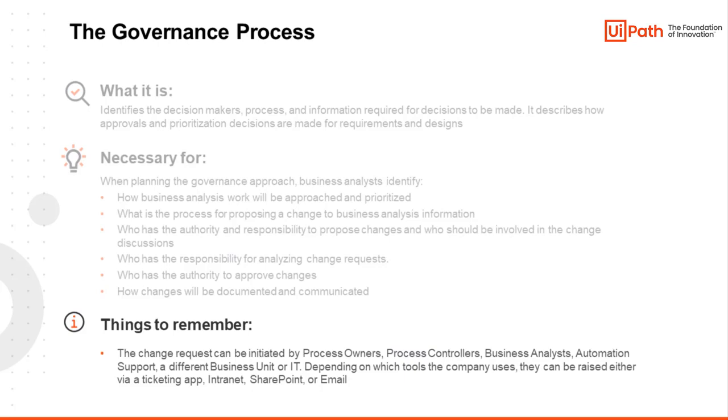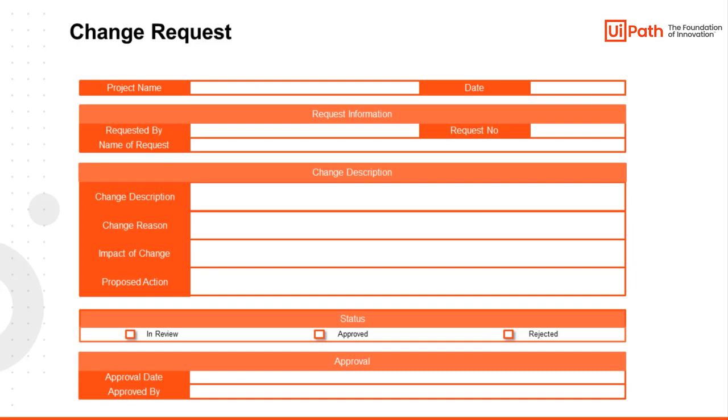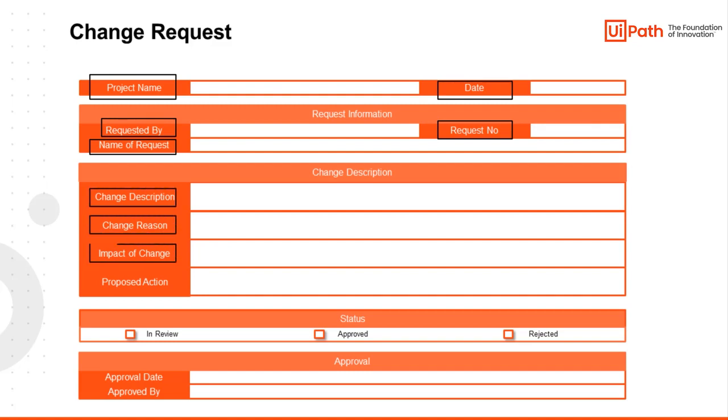The first step is to generate the change request. Normally, this can be initiated by process owners, process controllers, business analysts, automation support, a different business unit, or IT. Depending on which tools the company uses, they can be raised either via a ticketing app, intranet, SharePoint, or email. Regardless of the tool or system used, a change request should contain the following fields: project name, request ID, request owner, date, change description, reason, impact, proposed action, and status.